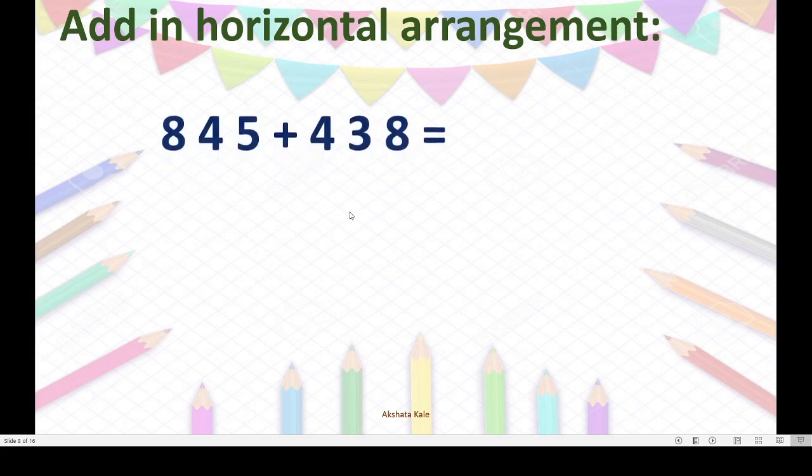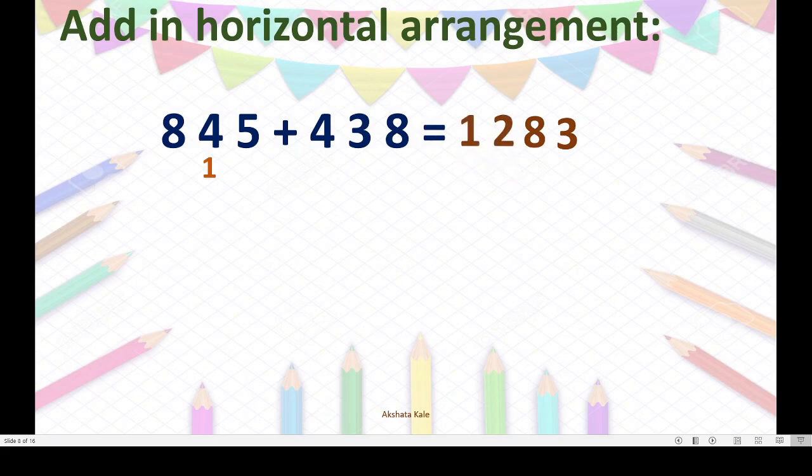Add in horizontal arrangement. See, here I will not use the arrow marks. Okay. Now 5 plus 8, because they are in the unit place. 5 plus 8, how much? 13. Isn't it? We will write 3 here and 1 is carried over to the tens place. Now in the tens place, what all is there? 1 plus 4 plus 3. That is 8. Got? Now in the hundreds place, 8 plus 4. That is 12. Got this?